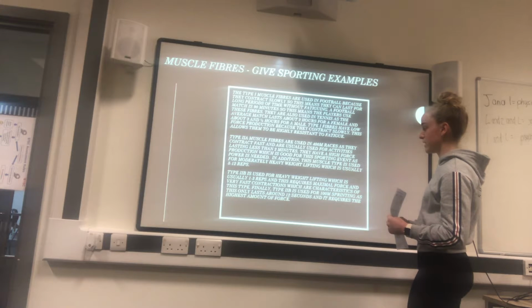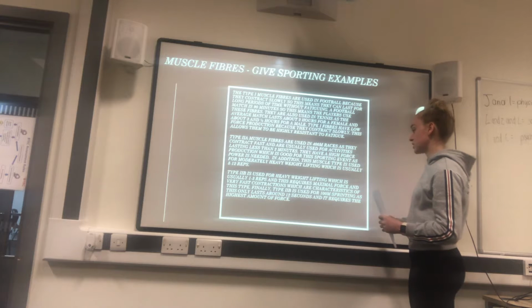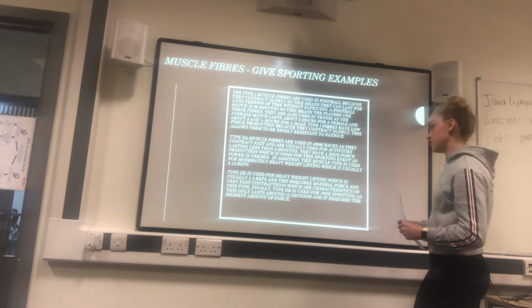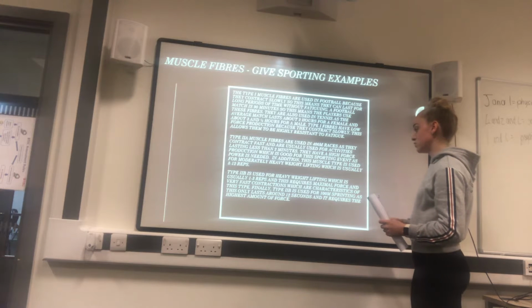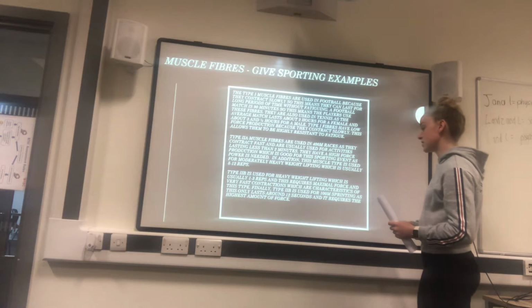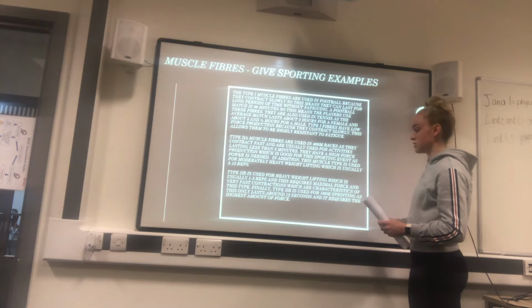Type 2B is used for heavy weightlifting, which is usually 1 to 3 reps, and this requires maximal force and very fast contractions, which are characteristics of this type. Finally, type 2B is used for 100 metre sprinting, as this only lasts around 12 seconds and it requires the highest amount of force.